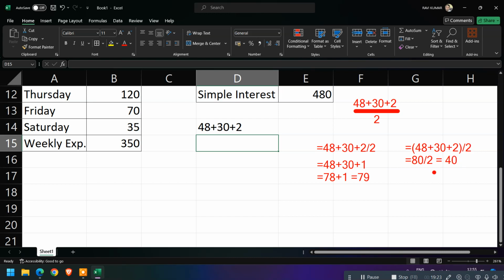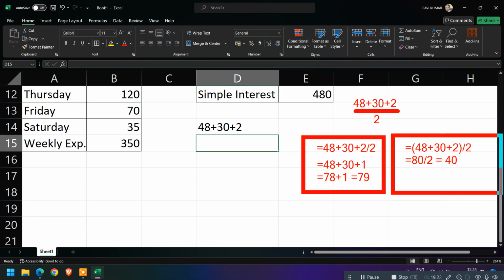So you can see in both of the expressions the difference of values. Here we are getting 79, and here we are getting 40. So both values are different. So that's why we need to follow the BODMAS rule.